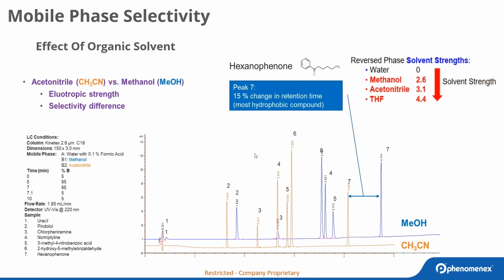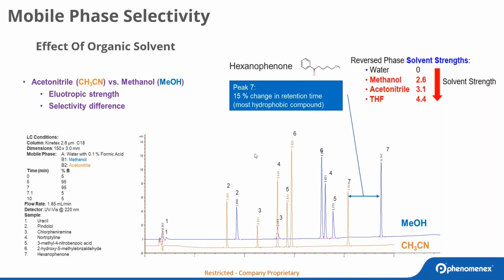So looking at mobile phase selectivity and at the strength of different solvents, we look at acetonitrile and methanol, which are commonly used in reverse phase chromatography, and we can look at their strength and also their selectivity difference. So here is a run on a C18 column. It's run with the same aqueous, so water with 0.1% formic acid, and then in the blue is methanol, and in the orange is acetonitrile.